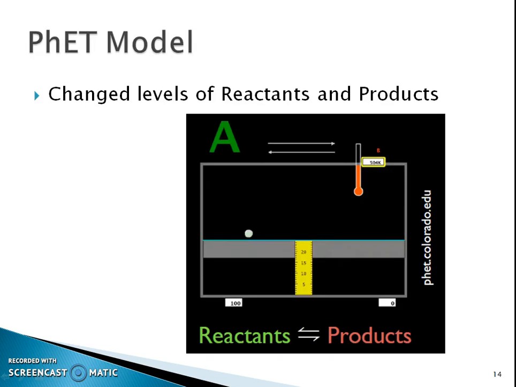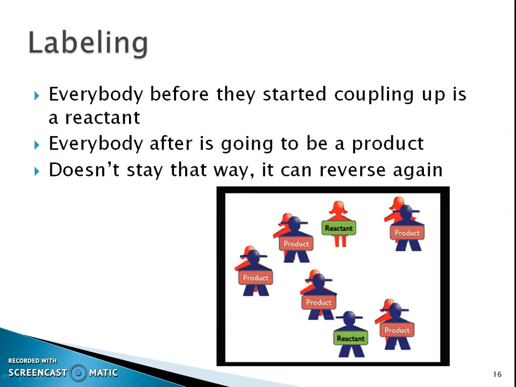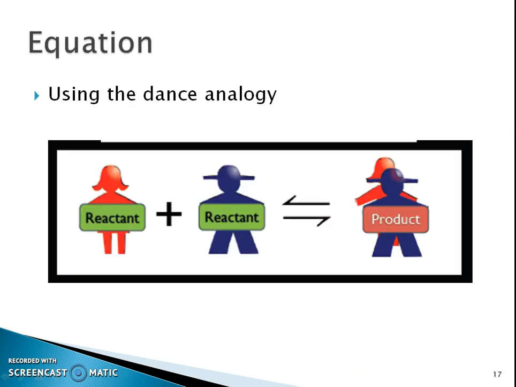He also did the PhET model, adjusting the levels of reactants and products to show you how those molecules would change. He gave you another analogy about a dance and how males and females are by themselves before the dance, then they partner up, but if there's a change in song, you might want to change partners. So again, you're going back and forth. Then he used the same analogy and labeled those males and females. Using that dance analogy, we have reactants going to products, but those products are going to change partners as they change back into reactants.